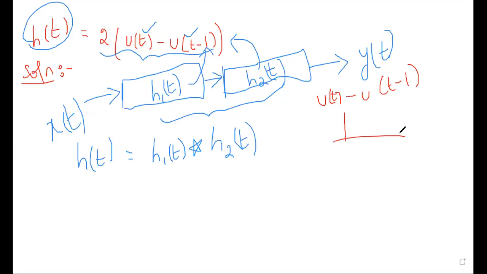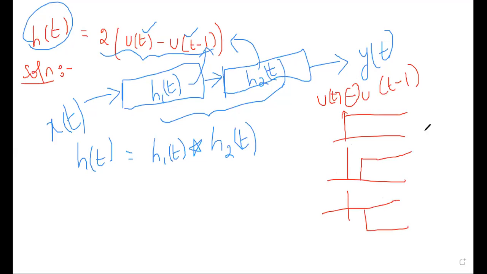You know how to represent u(t), so u(t) will be like this. And you know how to represent u(t − 1): t − 1 means it will start from plus 1. And then it is minus of u(t − 1), so my next diagram will be like this. Okay, there is a network problem, so I lost all the things which I was writing.